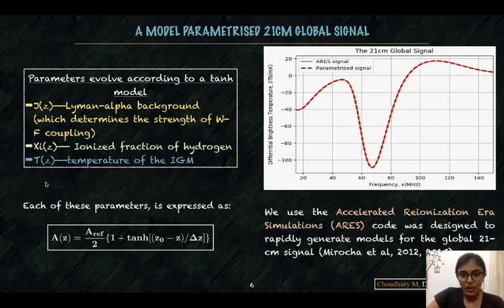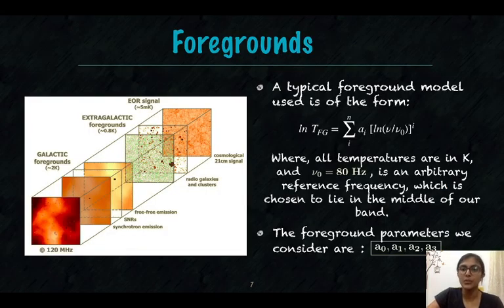So we first generate the global signals. Then we have a model foreground. A typical foreground model is often taken to be in a log polynomial form.